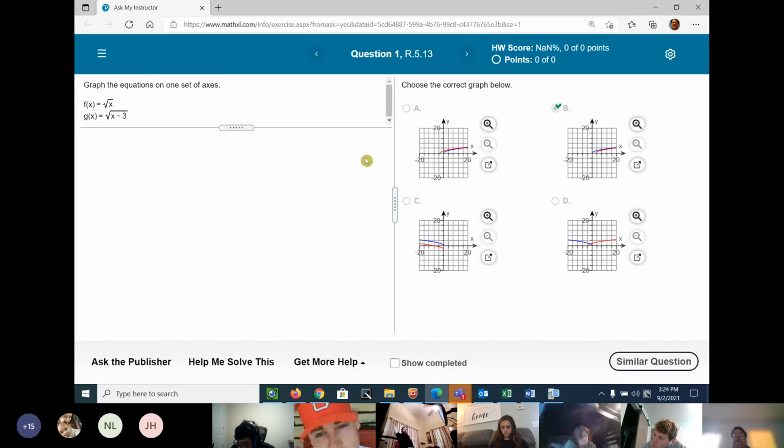Now, I put 2 or 3 of these on the test because they're easy points. Hopefully that helps you remember. That parent graph should help you remember also.